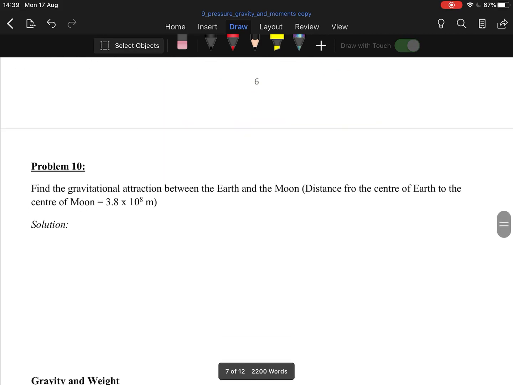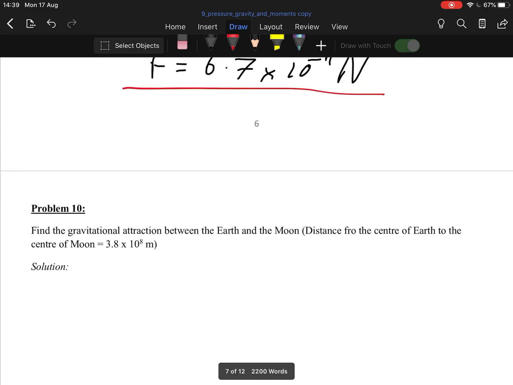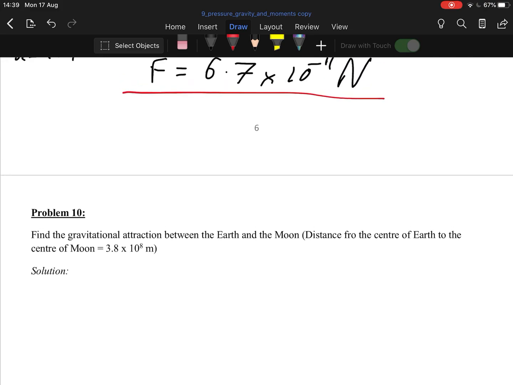Okay, so problem 10 then. Find the gravitational attraction between the Earth and the Moon. The distance from the center of the Earth to the center of the Moon is 3.8 by 10 to the 8. Okay, I forgot to put in, I took these out of the book Real World Physics. That's where most of the information is coming from, so the questions are coming from that book.